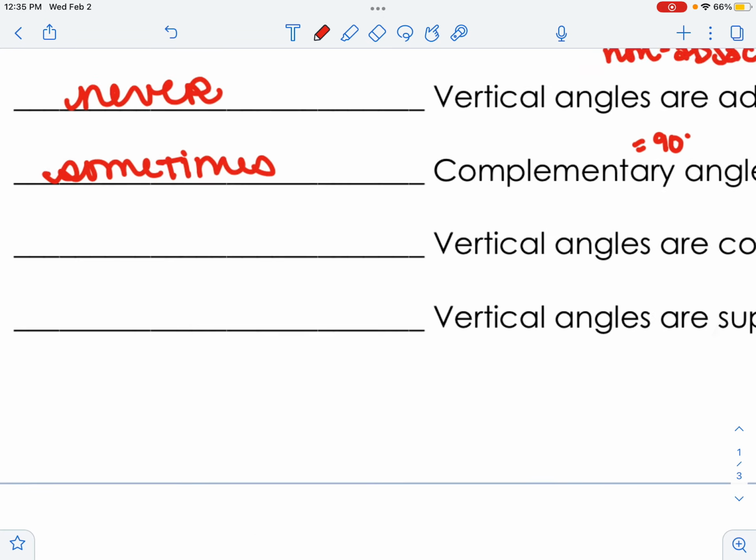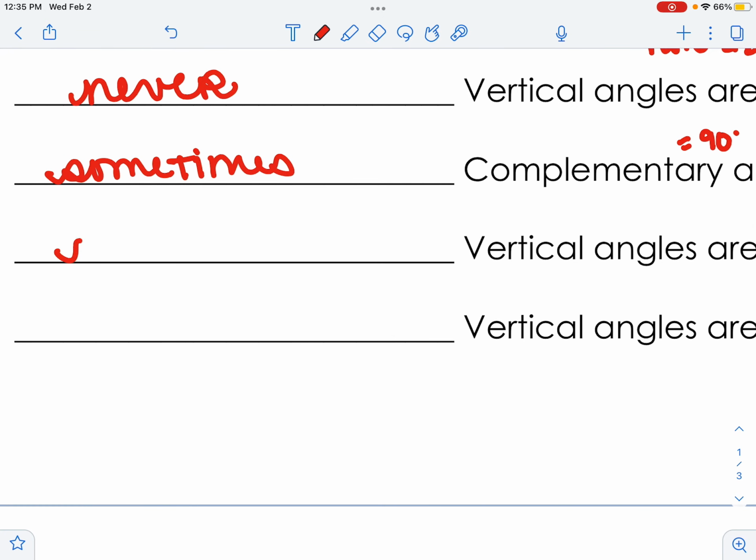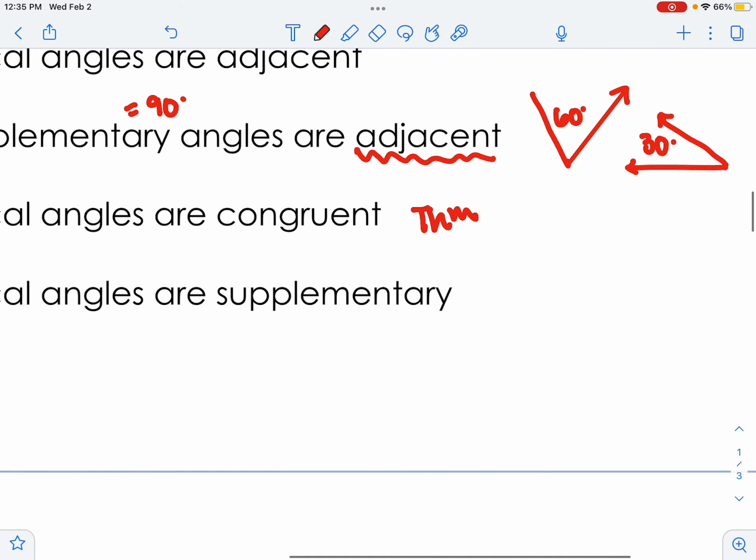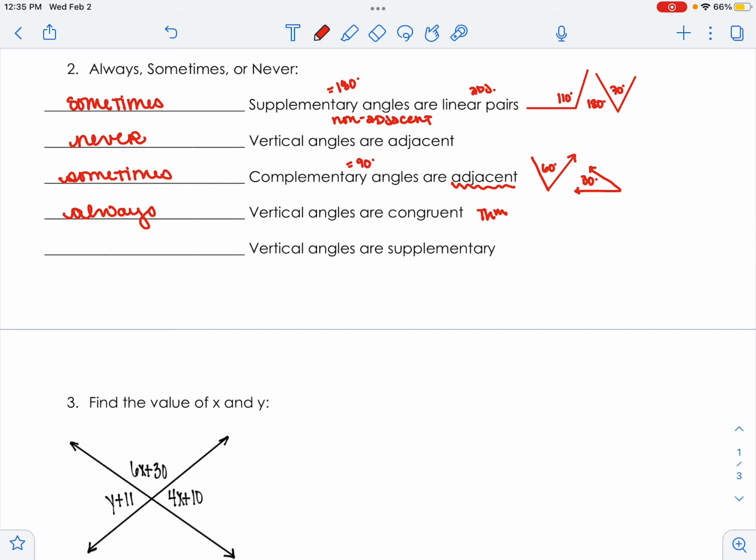All right, next one, vertical angles are congruent. That's always. And it's always because we have the vertical angles theorem, all right, that says that vertical angles are congruent. And now last one, vertical angles are supplementary.